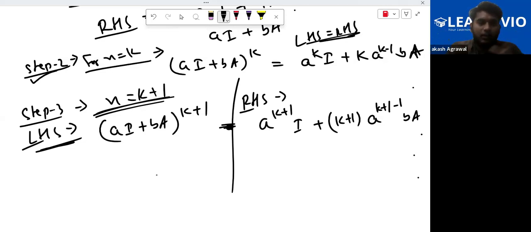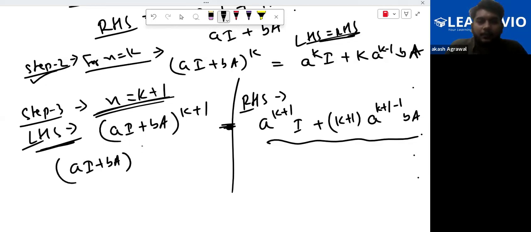Things that are big are difficult to make smaller, but small things we can expand very easily, right? This is some expanded form, so I have to know how to contract this, but to expand is very easy. How? We can write this (A I plus B A)^k times (A I plus B A). Yes or no? Powers are added together.